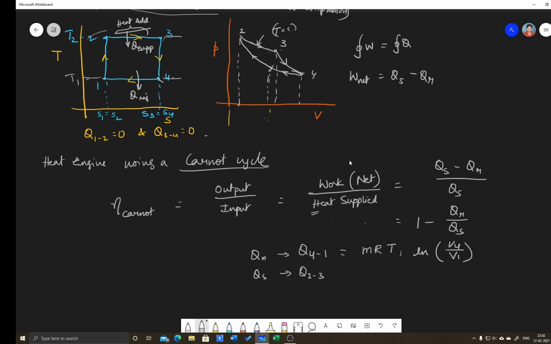Initial point is 4, final point is 1. Since heat is being rejected, a minus sign will be used, because we are initially saying heat is being rejected; that is why it is the initial by final volume. Whereas for heat supplied, it is MR T2, for 2 to 3 the temperature is T2. So MR T2 ln final by initial, V3 by V2.